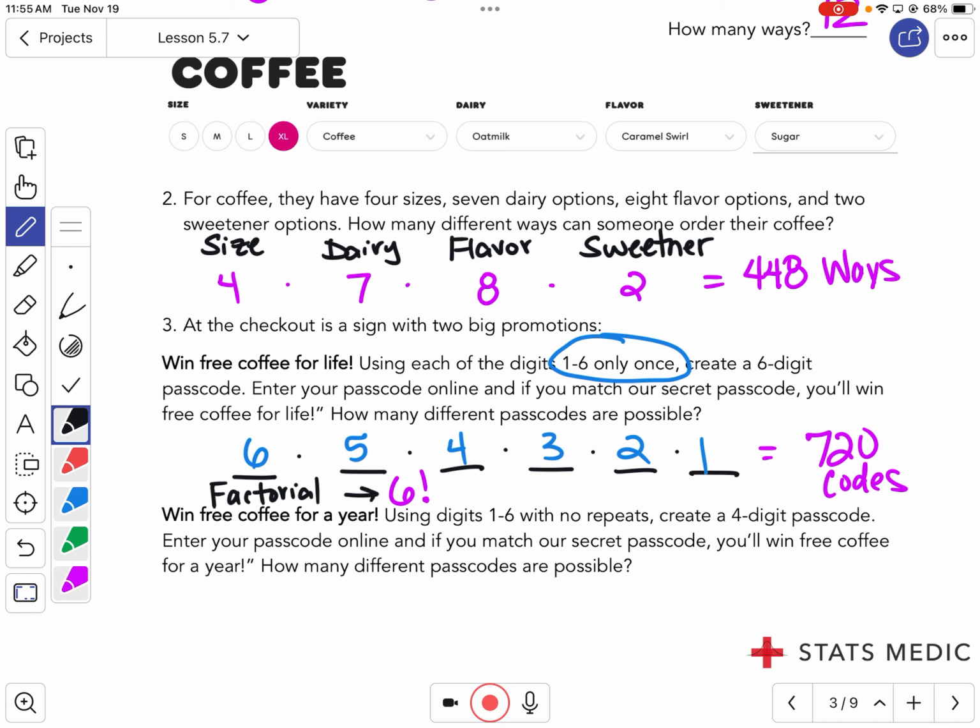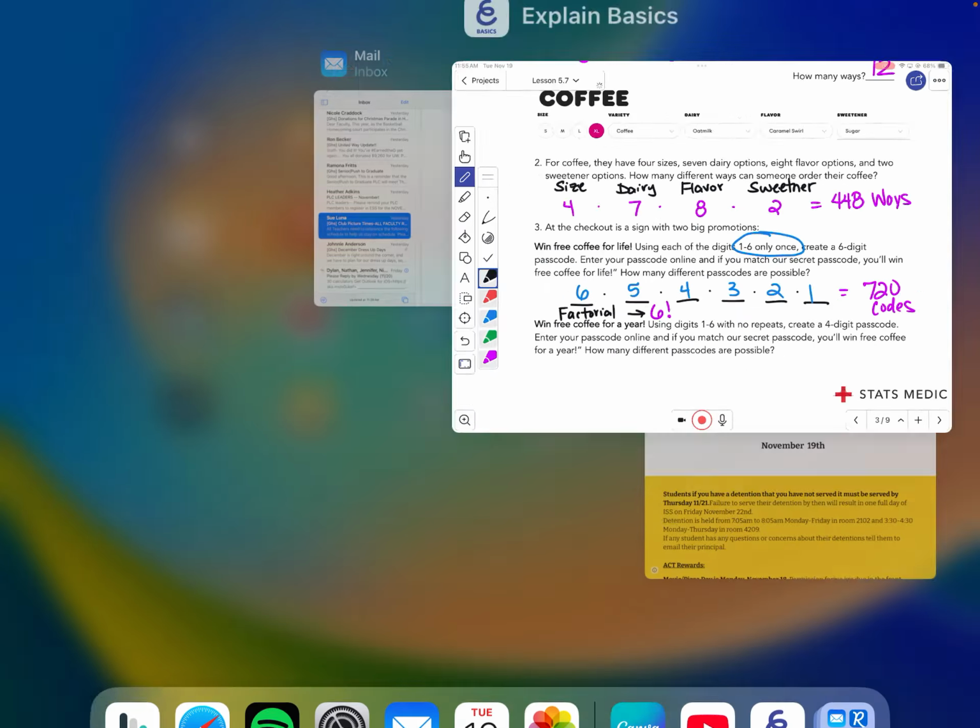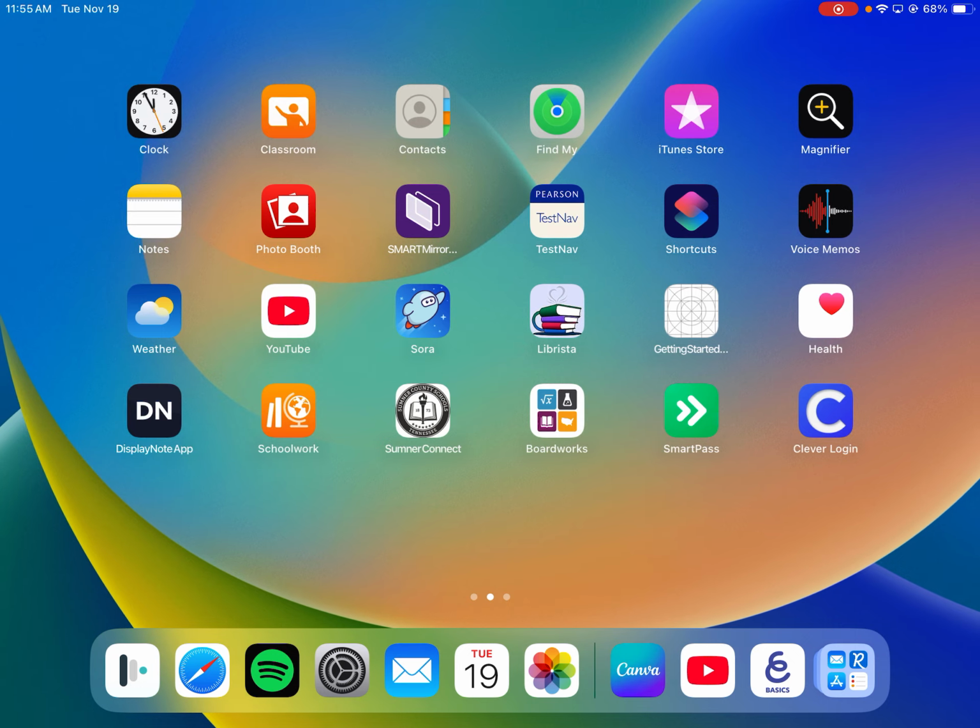There is a factorial button on your calculator, though, which is cool. Let me show you where it's at. So grab your calculator real fast.